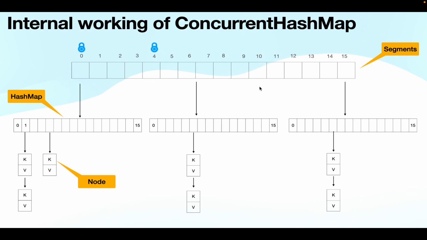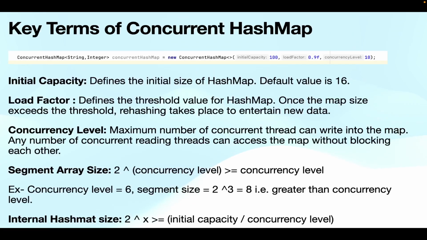Okay, so that's it about the internal working of concurrent hash map. I hope you guys understand this. Let's go to the next slide.